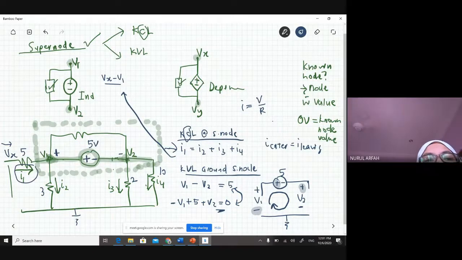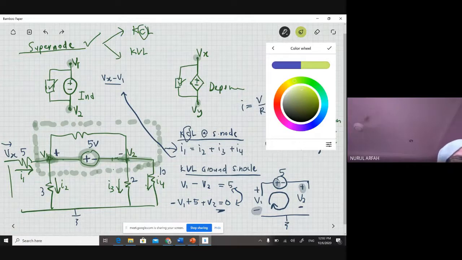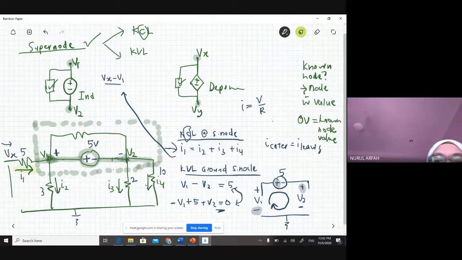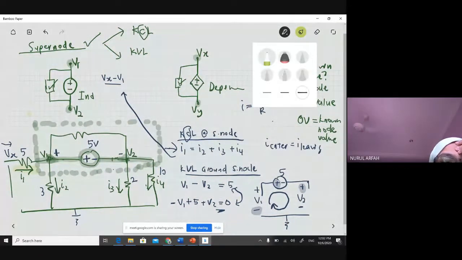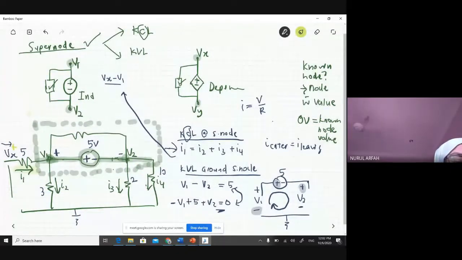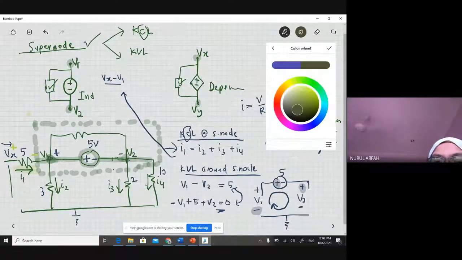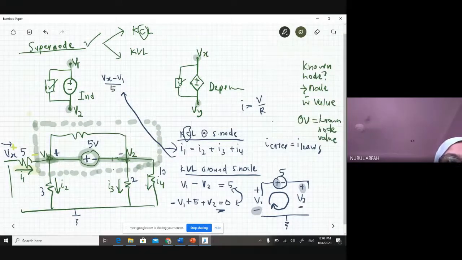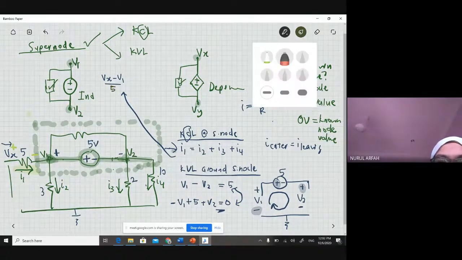So look at your current. This is your current, right? So better I put a highlighter. Okay. This is your current direction. Since this current direction is entering a passive element, you should have a plus here and minus at the other end. So Vs minus V1 divided by what? Divided by 5.